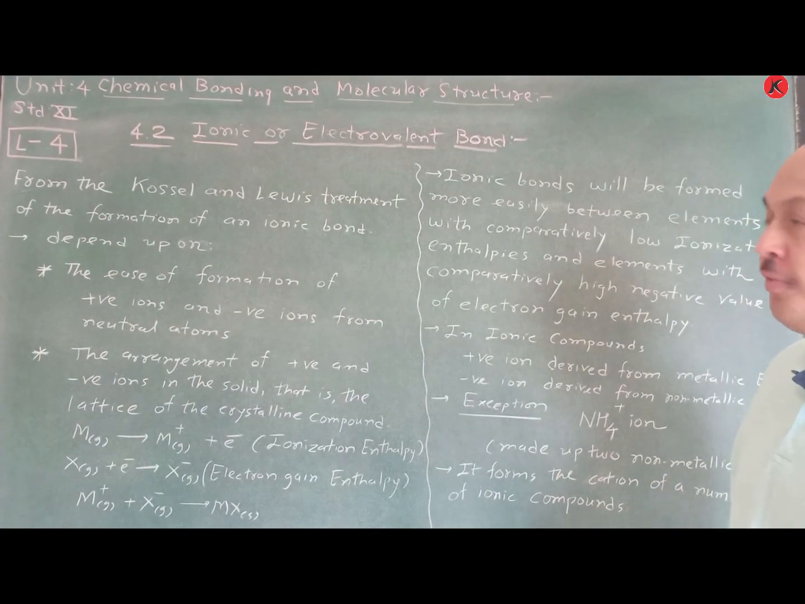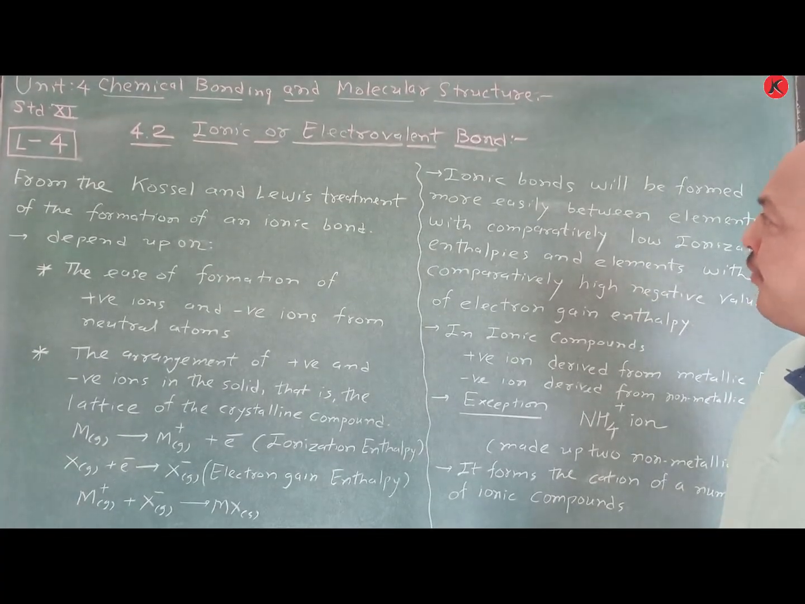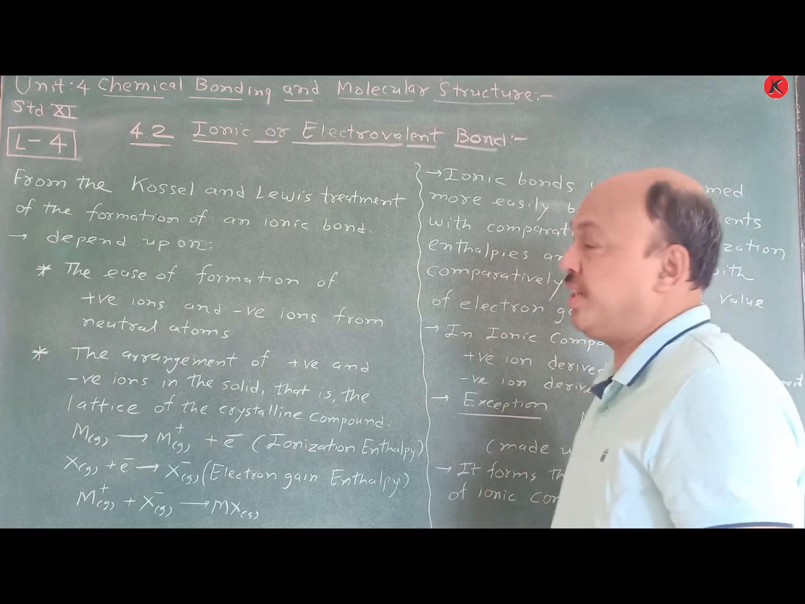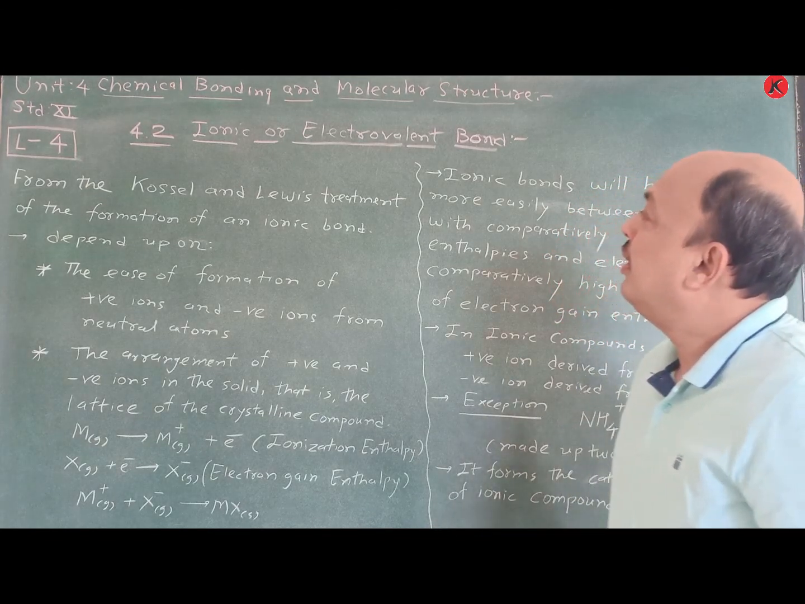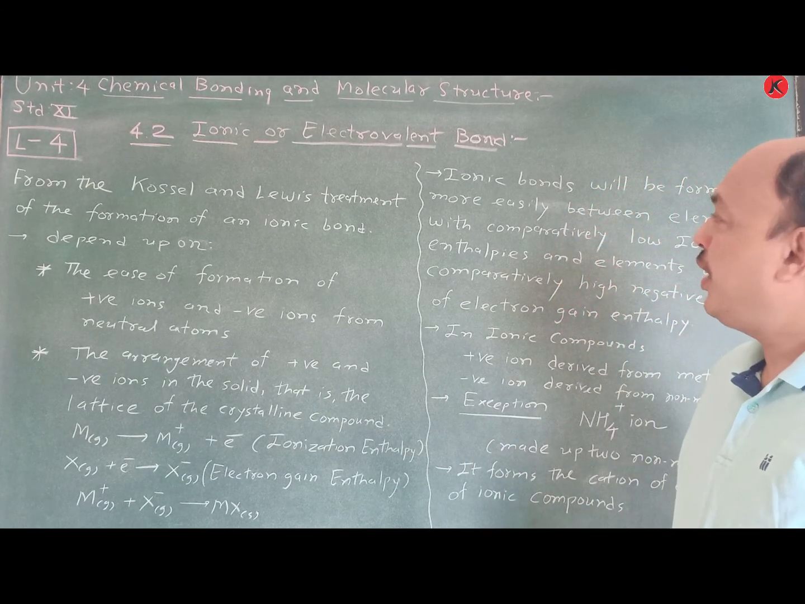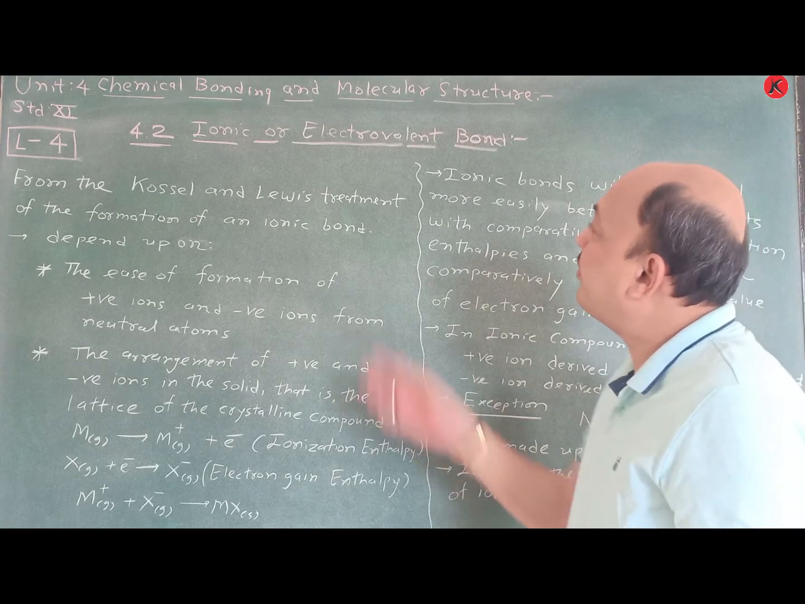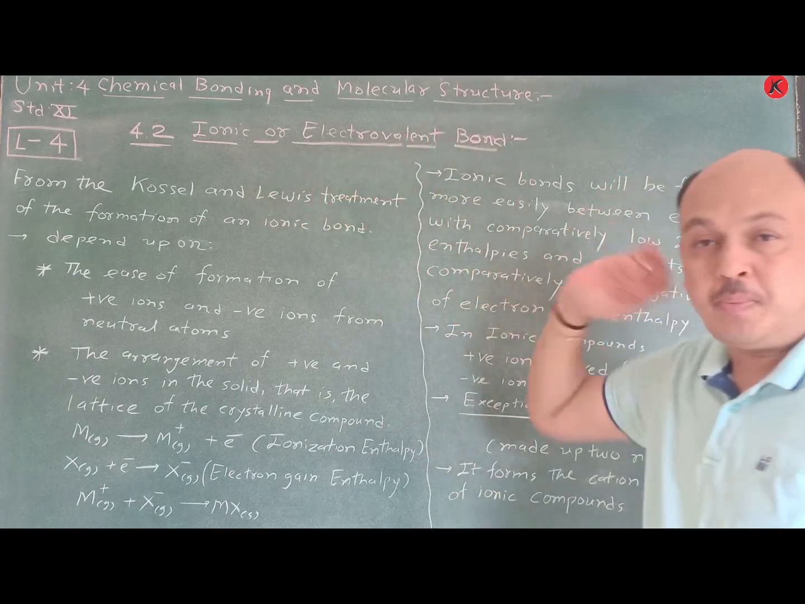Here we continue lecture number 4 according to your Unit 4, Chemical Bonding and Molecular Structure, Standard 11. Topic 4.2 according to your NCERT textbook: ionic or electrovalent bond.